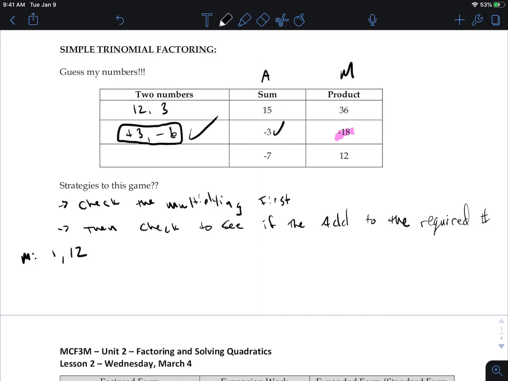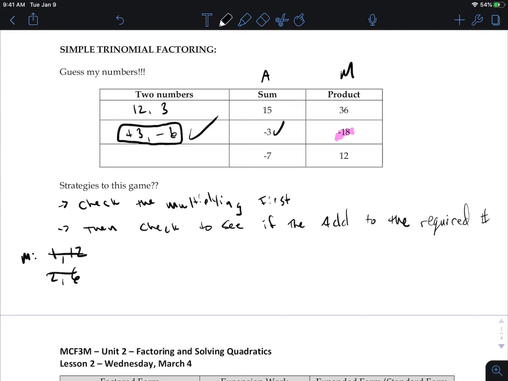But 1 plus 12, 1 minus 12, 12 minus 1, none of that is ever going to equal negative 7. So we're done, it's not going to work. Let's go to the next one. I'm going to go from 1 to 2. 2 times what gives me 12? 6, right? 2 and 6 is 8. There is no combination of 2 and 6 that's going to give you negative 7. It's not going to work.